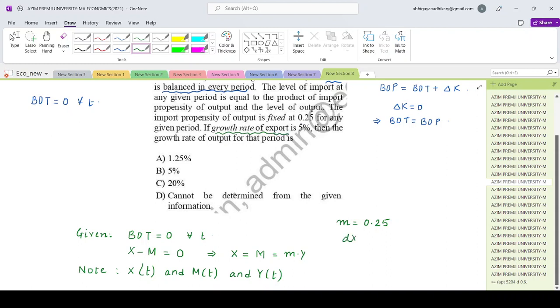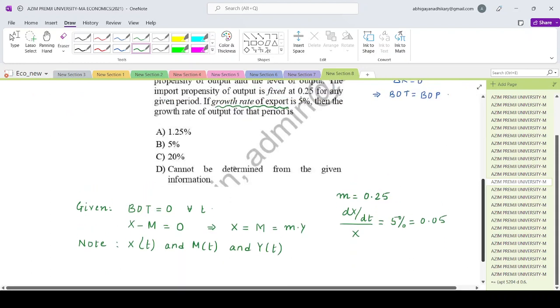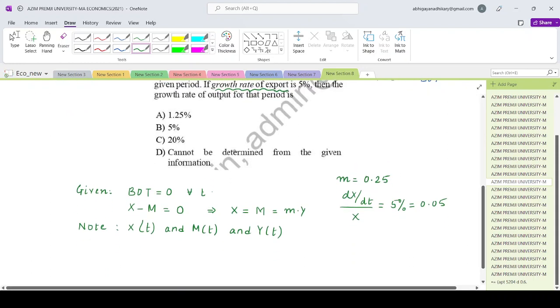So what is the growth rate of export? That is dx/dt divided by x, right? This is the growth rate of export, which is 5%, or 0.05. We need to evaluate the growth rate of output. So let's understand how we are going to do that.